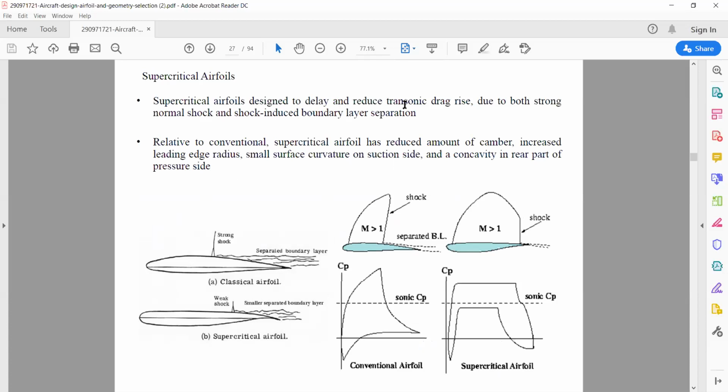Supercritical airfoils are designed to delay and reduce the transonic drag rise due to strong normal shock and shock induced boundary layer separation. According to that, you can see this is conventional and this is supercritical. Here, at a very early stage, we can see the flow separation, but in the supercritical airfoil, because of the slope, it will easily separate. But here there is a flat surface on the upper surface, so it is delaying flow separation. Flow separation is less compared with the conventional airfoils.